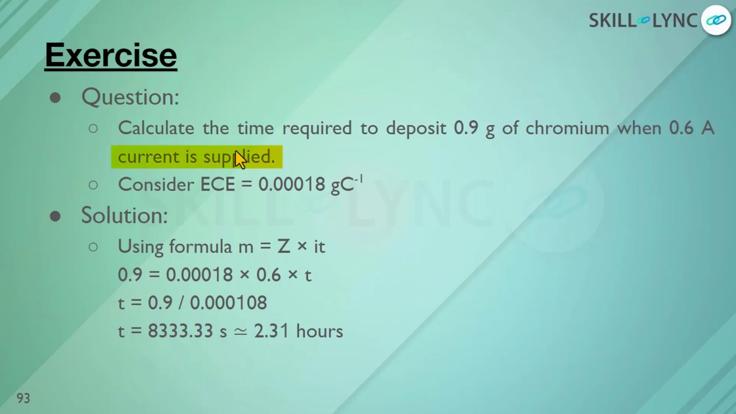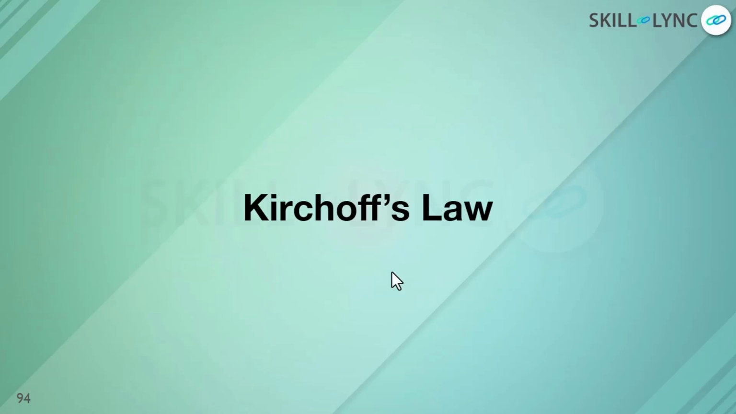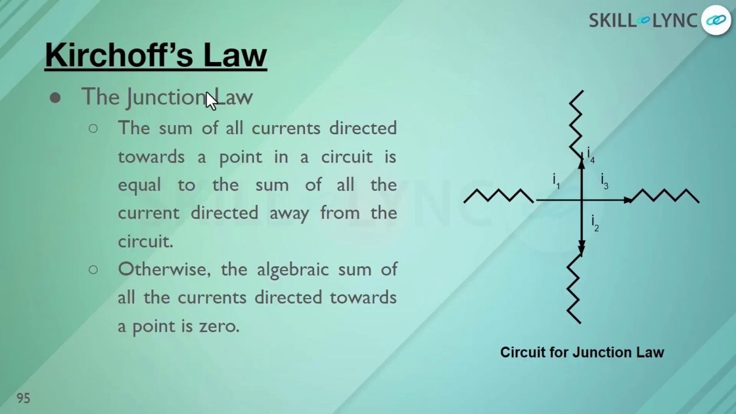The next thing we are going to study is Kirchhoff's law. Kirchhoff's law is divided into two parts. The first is the Junction law. The sum of all currents directed towards a point in a circuit is equal to the sum of all currents directed away from the point.